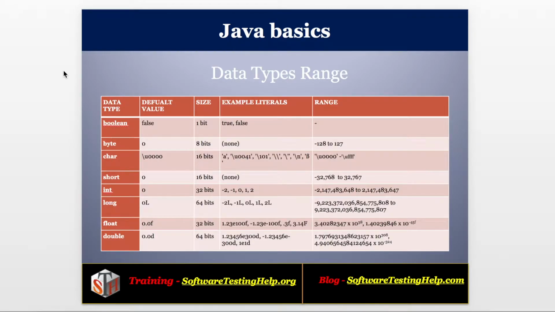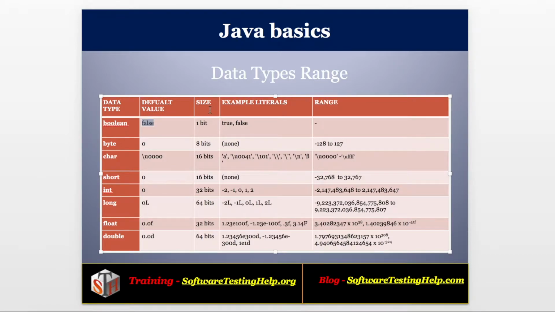All the data types will have a minimum and a maximum range. Also, if we don't assign any value to the data type, the compiler will by default assign a value for it. That is called the default value. For boolean, the default value is false, and the size is 1 bit. For byte, the size is 8 bit. If you declare the variable as a byte and don't specify any initial value, it will take the default value 0. And char can hold only one single character. The size of the char data type is 16 bit.